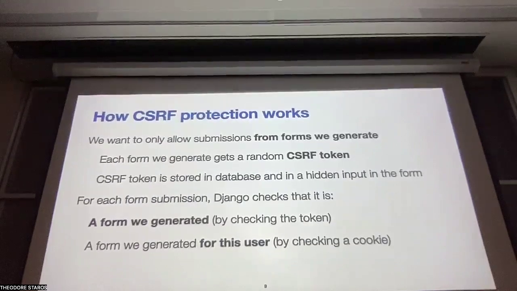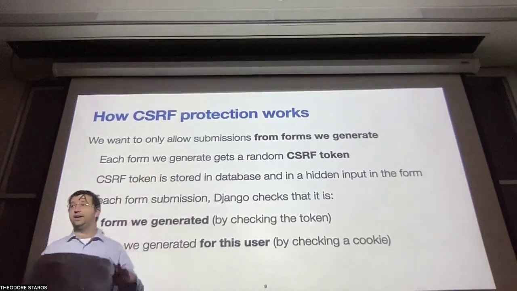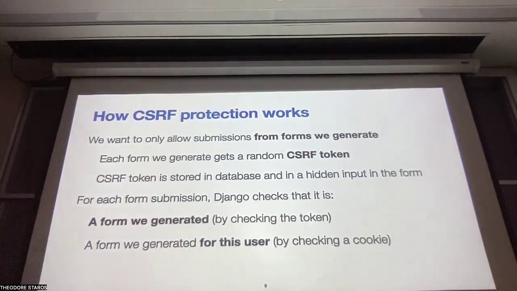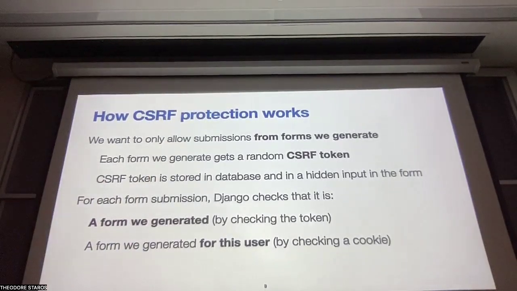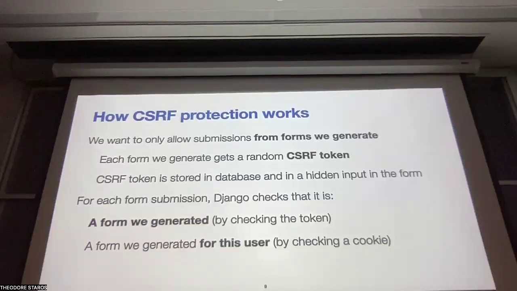So that's the way the protection works. You generate a CSRF token that identifies any form we generate. Any form an attacker generates will not have a valid token, so we'll be able to reject it. Then we'll check that it's a form we generated for this user. We'll know what user it is from the cookie. We know whether or not we generated it from the CSRF token, and the token includes the correct user ID as well. And if those checks succeed, then we proceed. Questions about the CSRF token process?